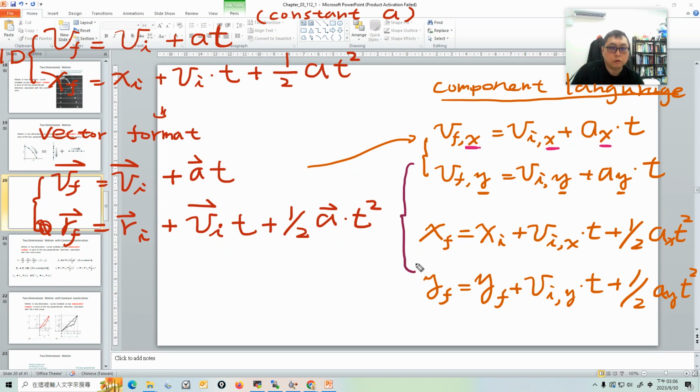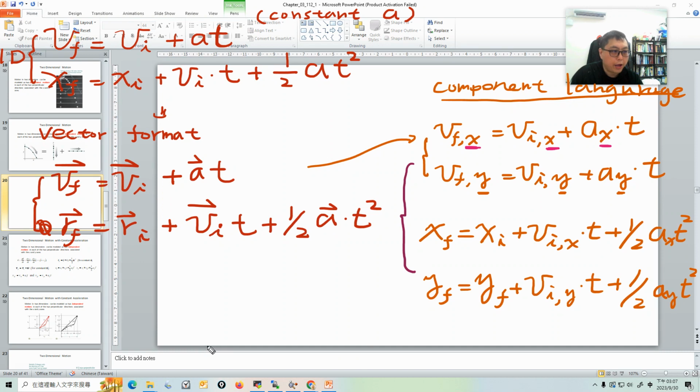That's all you need for 2D kinematics. And for 3D, just add another component. But in this class, we rarely treat 3D motion. Most of the time, it's 2D motion. In 2D motion, these two equations are enough. It's really enough.